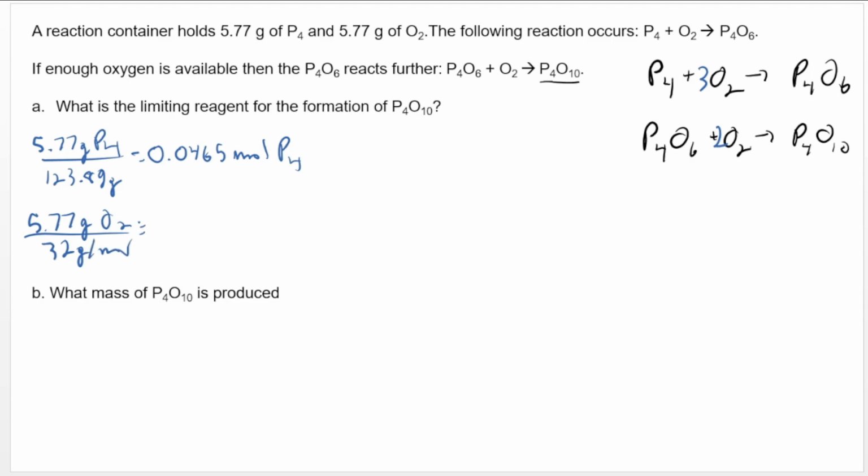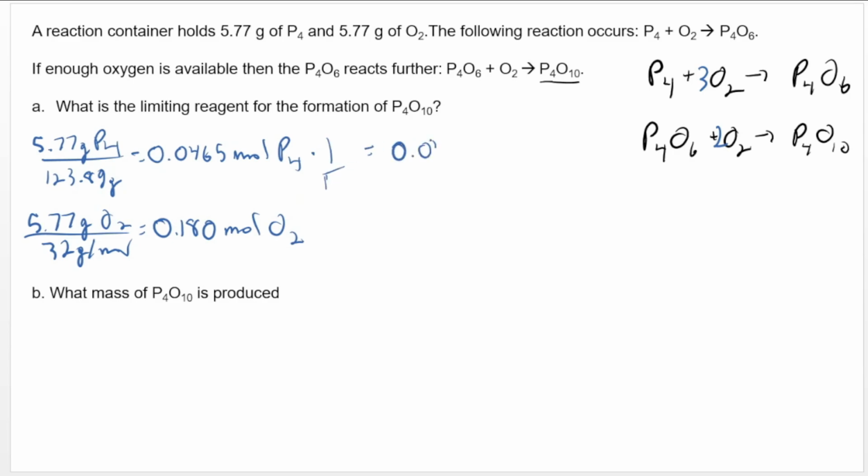5.77 divided by 32, that's 0.180 moles of O2. So let's figure out how much of the product is produced by first finding the limiting reactant, whichever one produces the least amount. The ratio of P4 to the product is 1:1, so we can just do 1:1. And I'm going to speed it up a little bit.